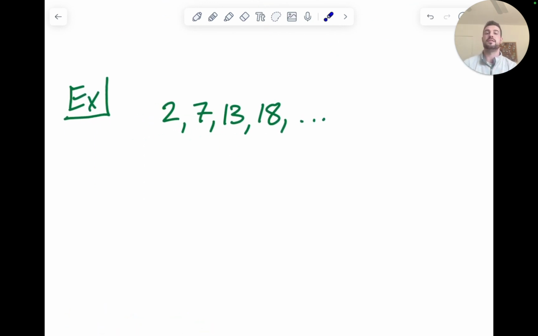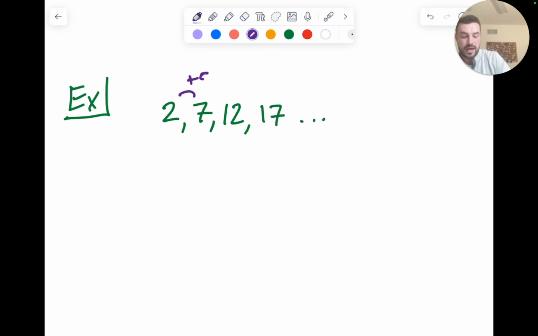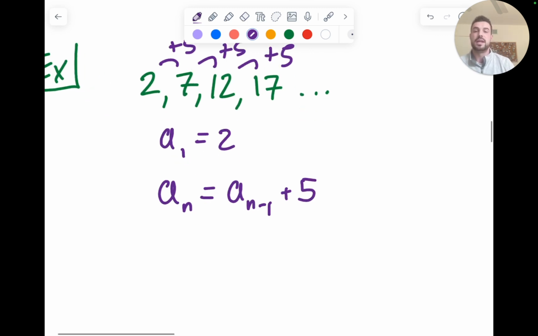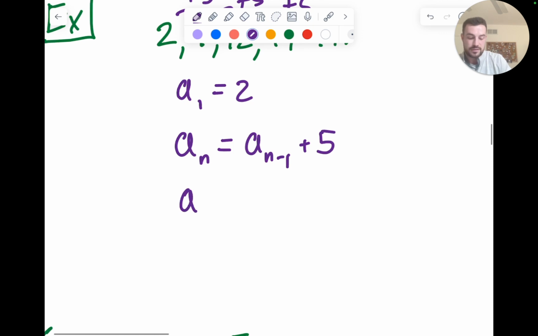I've got 2, 7, 13, 18. As we can see, I made this up, so these actually aren't the right numbers. This would give us 12 and 17. So the pattern here is that I am going to be adding 5 every time. So if I want my recursive formula, I list my first term, which is 2. And then the pattern is, to find any term, I take the term right before it, and I add 5.